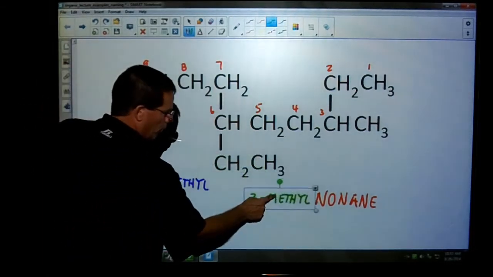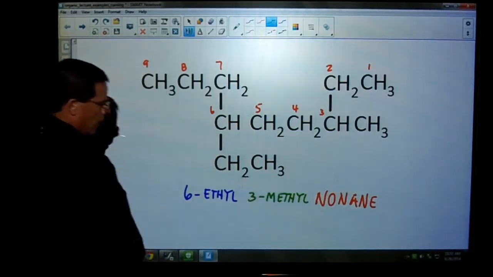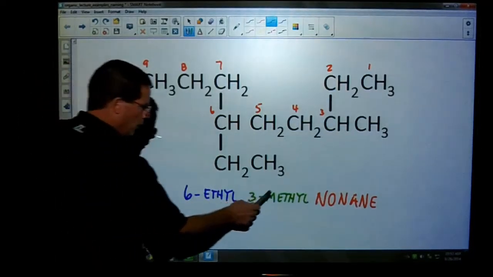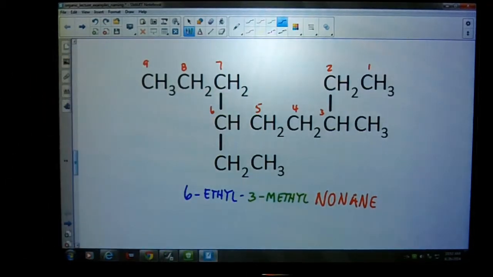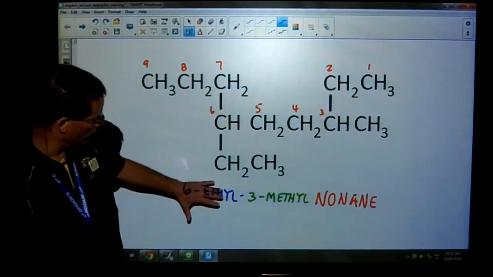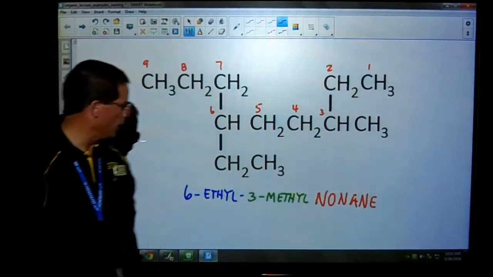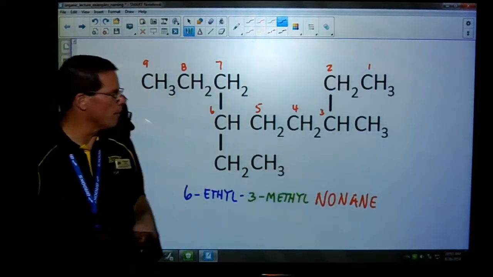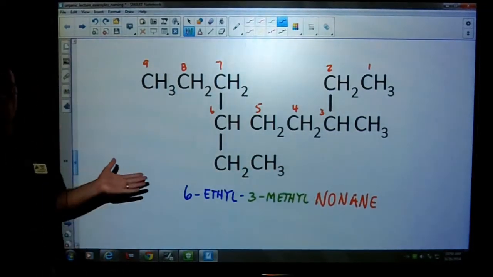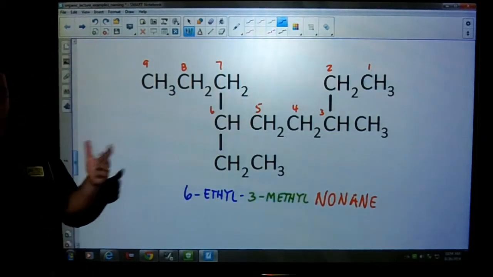So the methyl group needs to go here. The ethyl group will go here. And since we have more than one group, we'll go ahead and put a dash separating those. So we have our functional groups, or our groupings here, our alkyl groups. And so the name of this compound is called 6-ethyl-3-methyl-nonane.